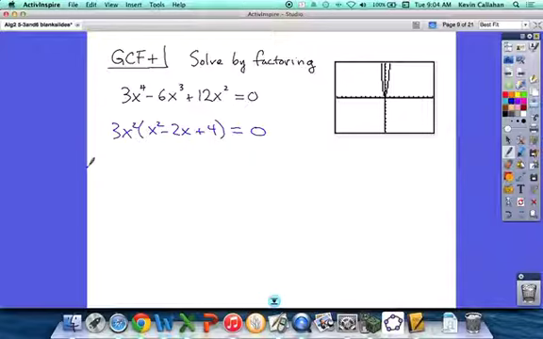Okay, is what's inside factorable? It's another simple quadratic, so you have to say to yourself, are there factors of 4 that add up to -2? What are they? The factors of 4 are 1 times 4 and 2 times 2, or -1 times -4, or -2 times -2. Do any of those add up to -2? No. So it's not factorable. So what other method can you use if it's not factorable?